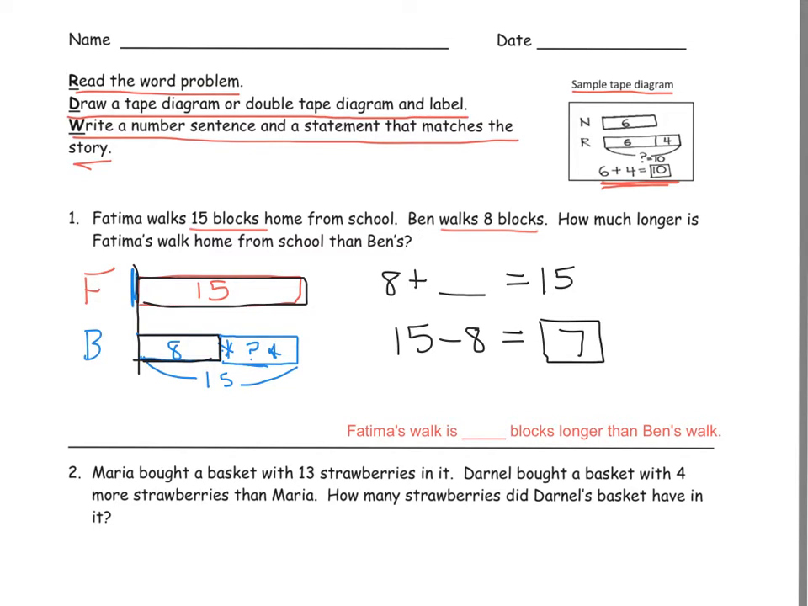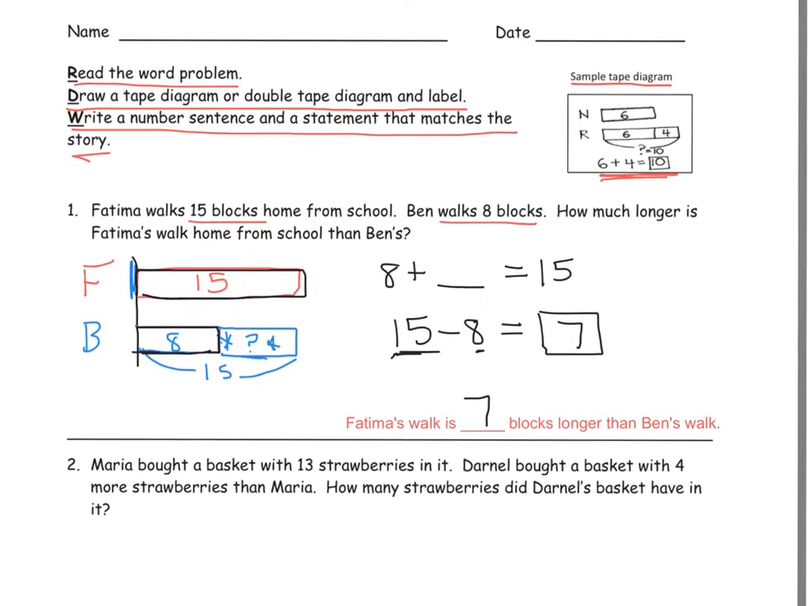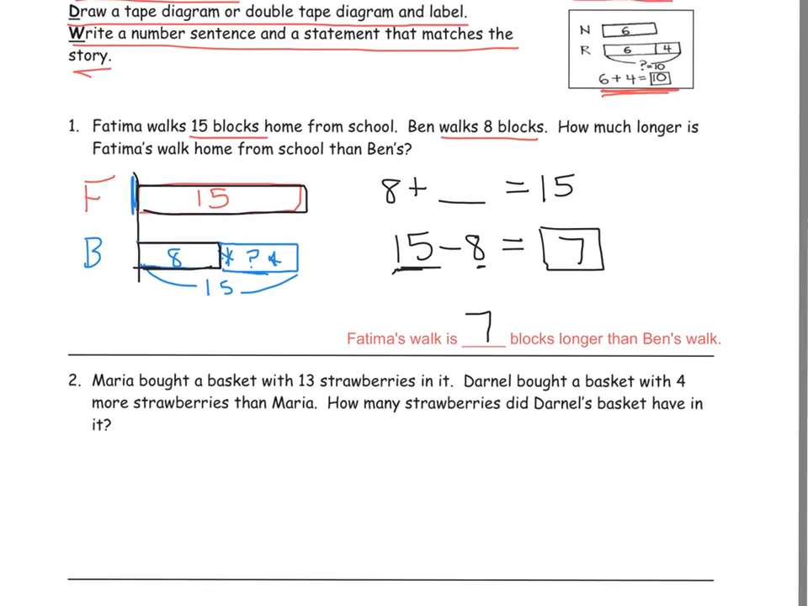And the way that I could do that is I could decompose that 10 to give it to 15 ones, or again, I could count on from 8, or count back from 15. But either way, I'm going to get Fatima's walk is 7 blocks longer than Ben's walk. And there's an awful lot of work and explanation in that, which is why we're doing a RDW, right.